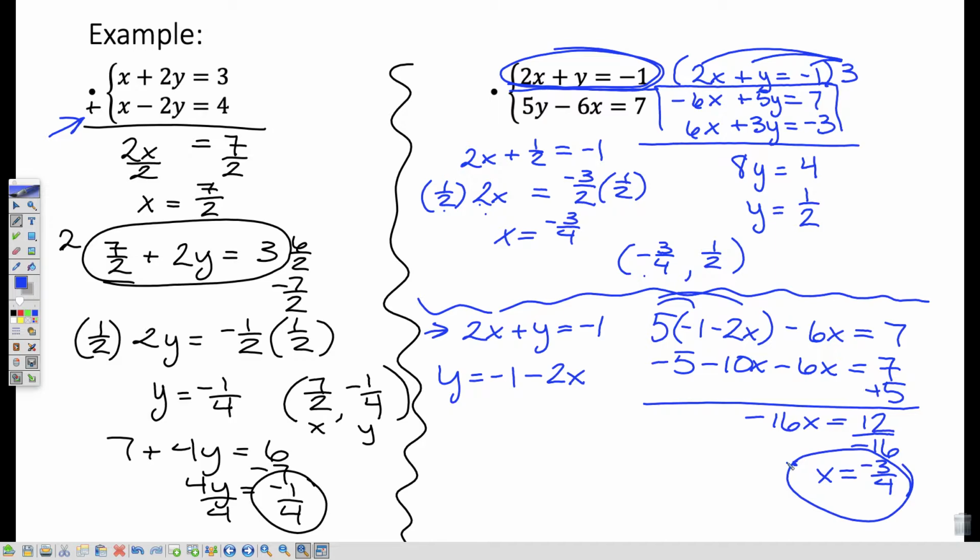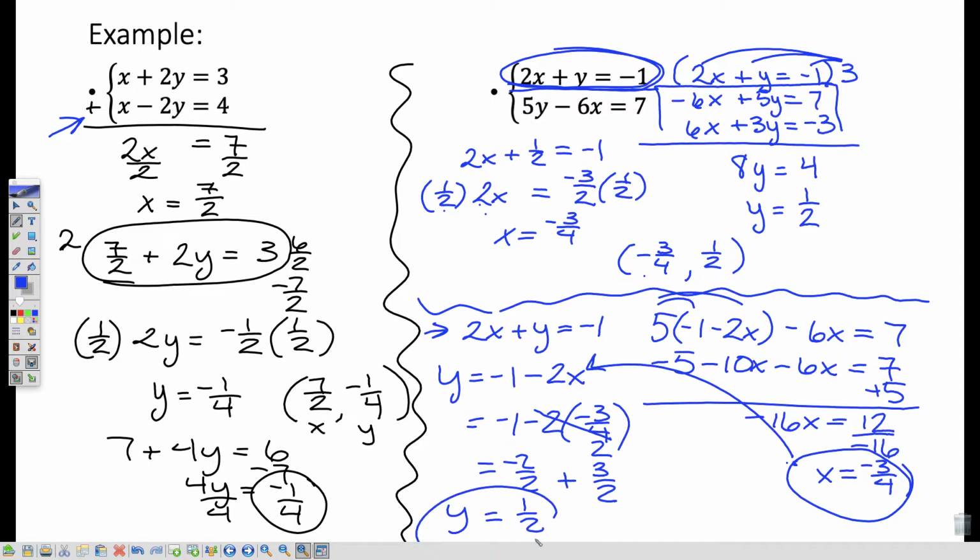Okay, so now I do what with this x? Put it in. Right there. So I have -1 minus 2 times x. So the 2 goes into 4 twice. A negative and a negative is a what? Positive. So I have plus 3 halves. So this -1 is -2/2, right? So I get 1/2. Is that what I got up there? Yes.